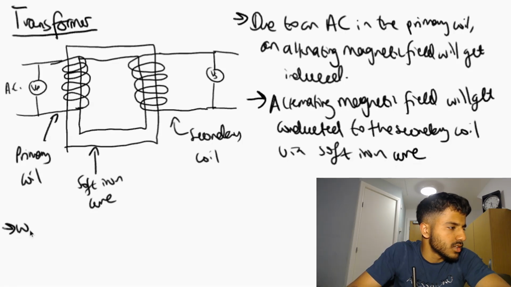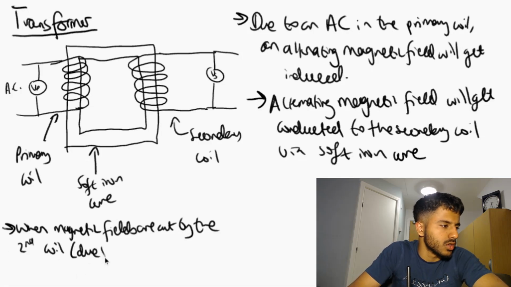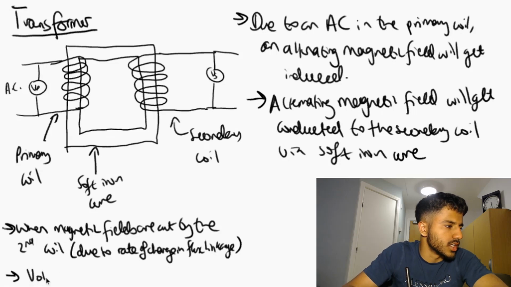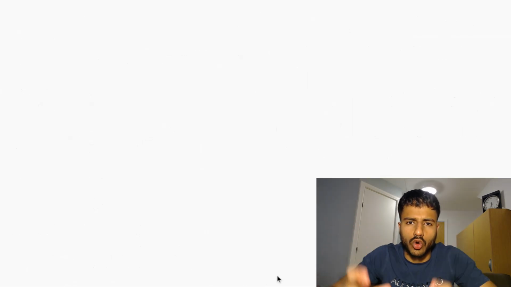Now when these magnetic fields are cut by the secondary coil, or more formally due to the rate of change in flux linkage, you're going to see that a voltage will be induced, and therefore you'll also get an induced current. So how does the output voltage across the secondary coil relate to the input alternating voltage?